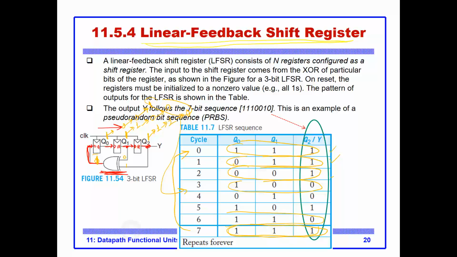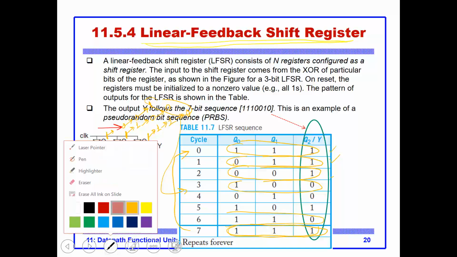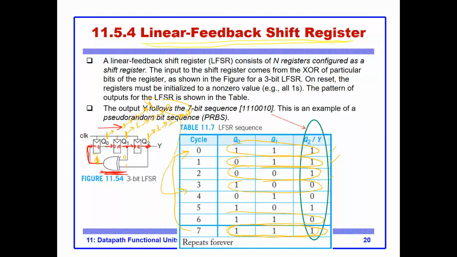Now, if I take a look at their values, you can see I'm going to say Q2, Q1, Q0, so that I tell their value. So this is 1 1 1, and this is 1 1 0, and this one is 1 0 0, and this one is 0 0 1, and this one is 0 1 0, and this one is 1 0 1, and this one is 0 1 1, and this one is 1 1 1.